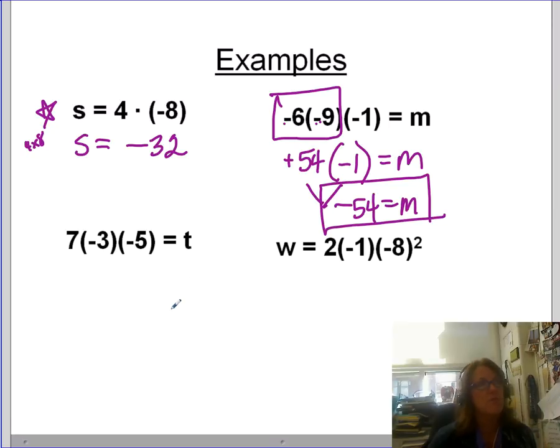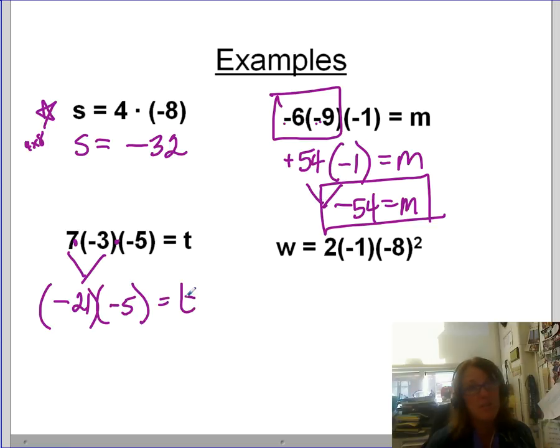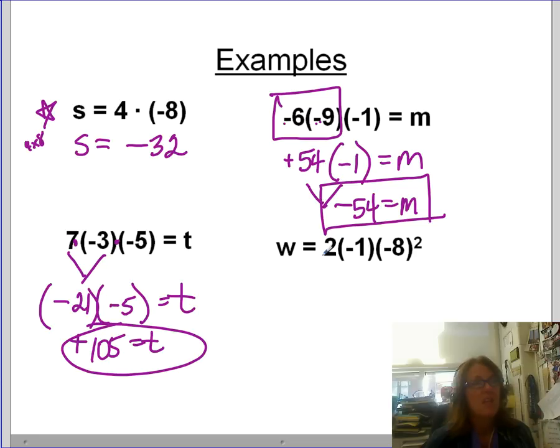Let's just do a whole bunch of them because that's what this means. 7 times negative 3 times negative 5. So I'm multiplying three numbers together. Do two at a time. So first do 7 times negative 3. Okay, left to right. Here we go. This is negative 21. Okay, positive times negative, that's different. Now I have to take negative 21 and multiply that by negative 5. Negative times negative, same sign, positive answer. Multiply 21 times 5, and you get 105. t equals 105.